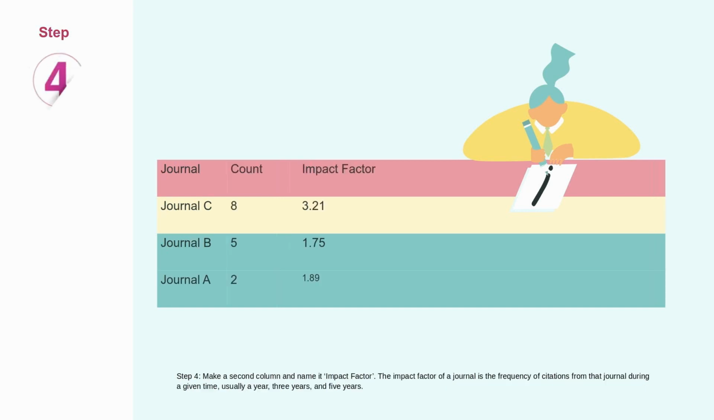Step 4. Make a second column and name it Impact Factor. The impact factor of a journal is the frequency of citations from that journal during a given time, usually a year, 3 years, and 5 years.